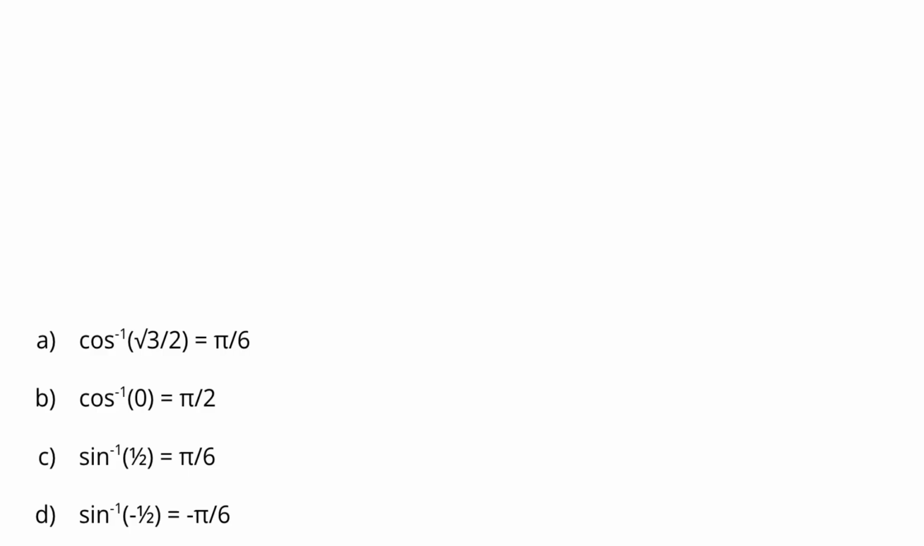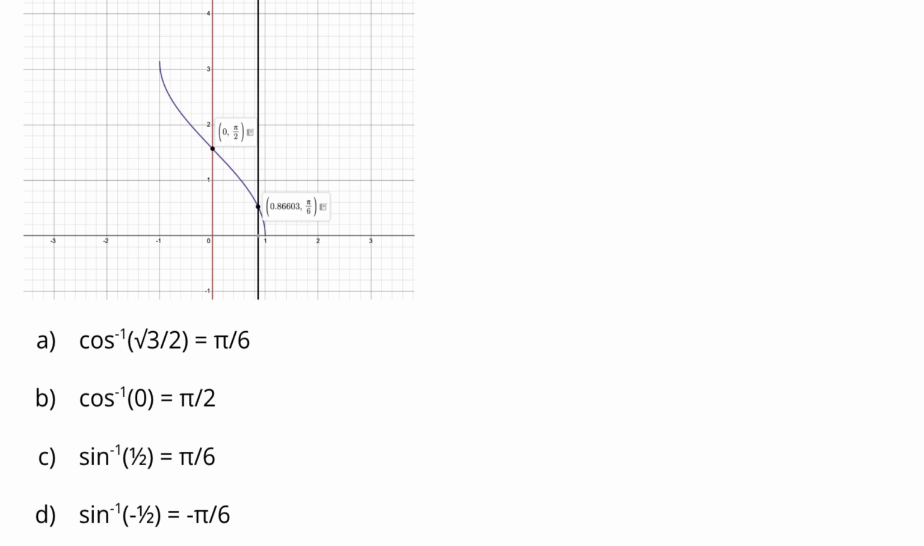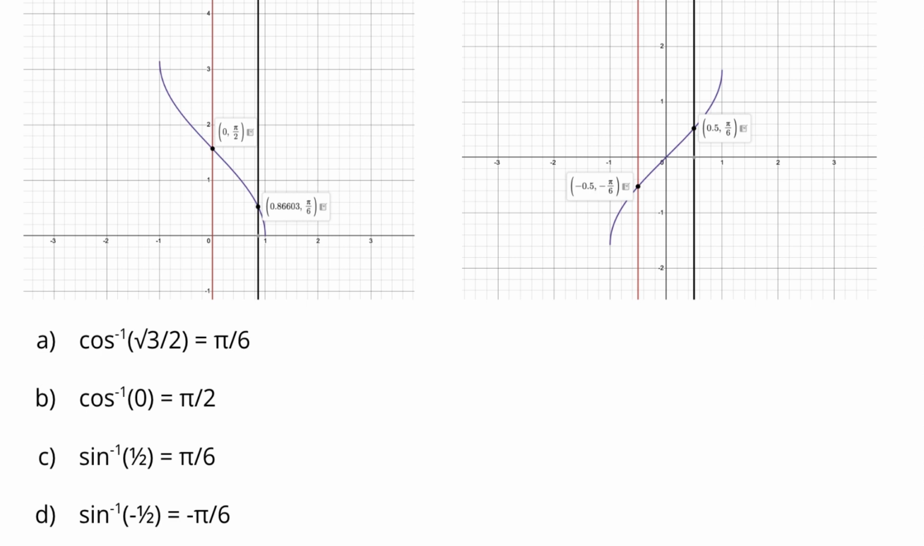So on the cosine inverse graph, you can see where I've plotted cosine inverse of 0 and cosine inverse of radical 3 over 2, which are both shown at pi over 2 and pi over 6. Now on the sine inverse graph, you can see where I've plotted negative 1/2 and positive 1/2, and they're at negative pi over 6 and pi over 6.